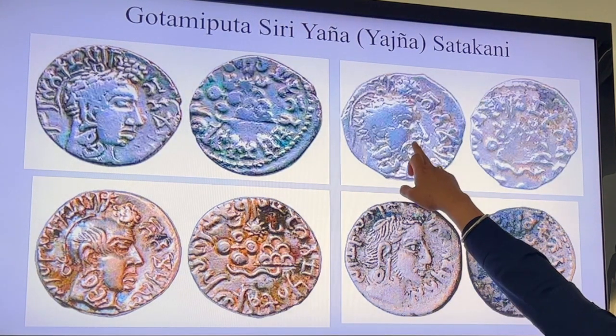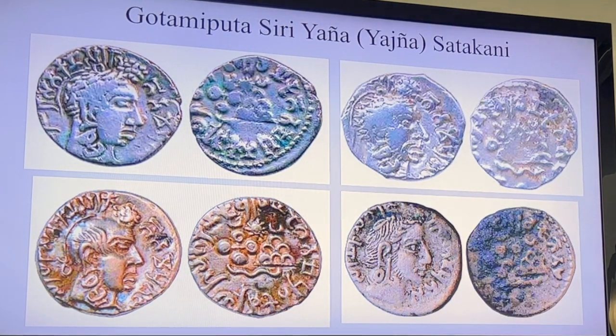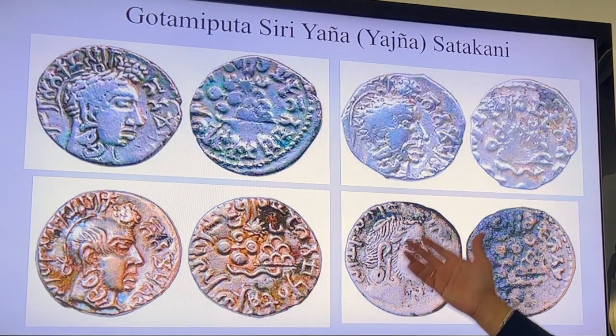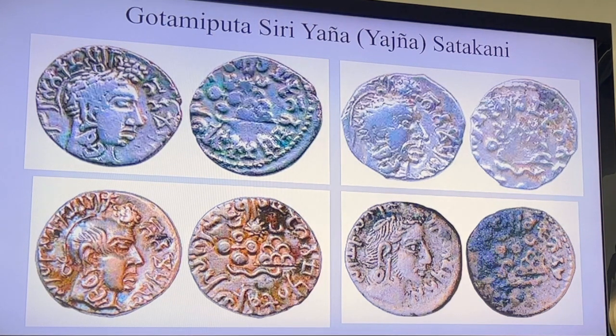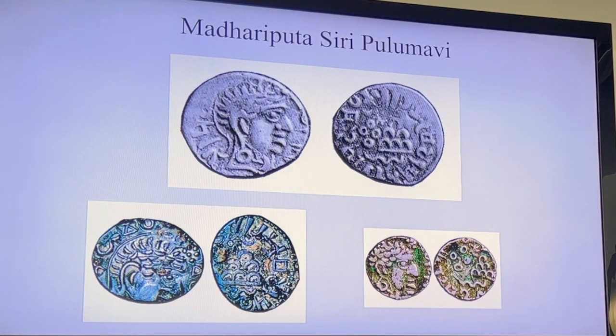In this one, you also see that he has a mustache. So there are many variations of this particular king. There are portraits which show him as a younger king, a slightly older king. So maybe that's because he had a longer reign. The last two kings of the dynasty that struck silver portrait coins is Madhuriputra Siri Pulumavi.